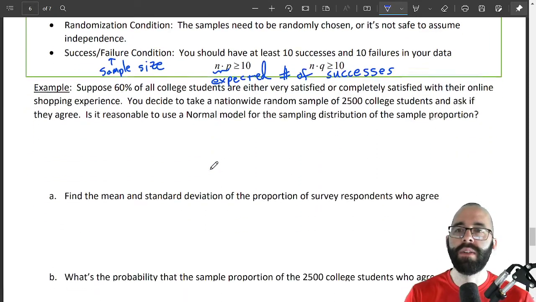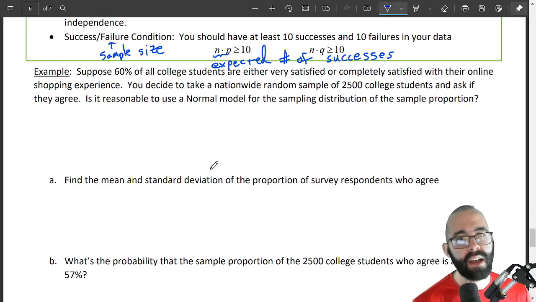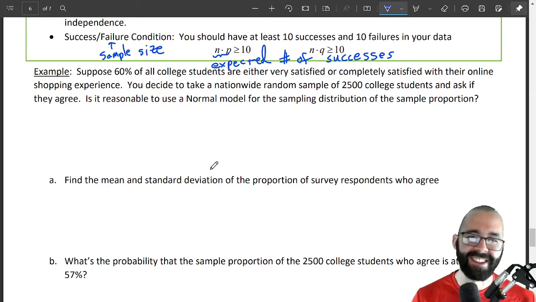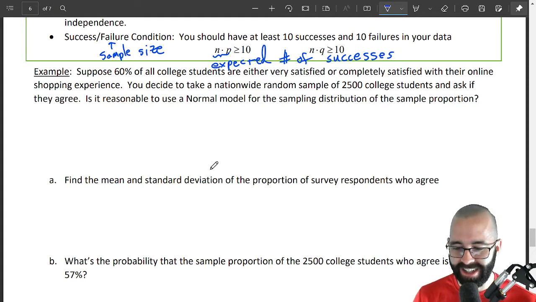So let's do an example. Suppose that 60% of all college students are either very satisfied or completely satisfied with their online shopping experience. Oh, I thought I was going to talk about online classes. I was going to say, no, I guarantee you 60% are not that satisfied with online classes. Recording this during the pandemic.